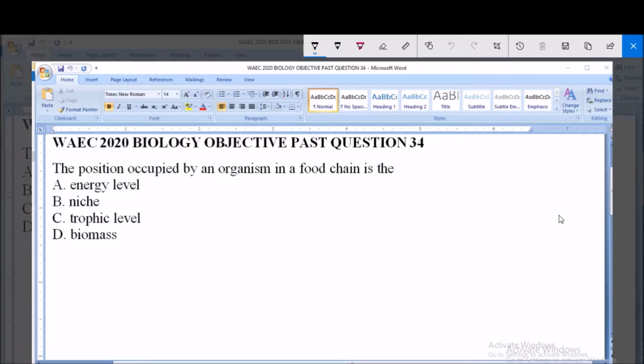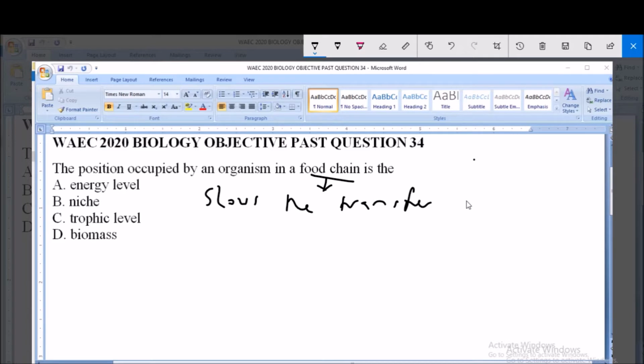The position occupied by an organism in a food chain is the A. Energy level, B. Niche, C. Trophic level, D. Biomass. Now, a food chain is a diagrammatic representation, or basically a pictorial representation that shows the transfer of energy and nutrients, that is food, from organism to organism in a feeding pathway.